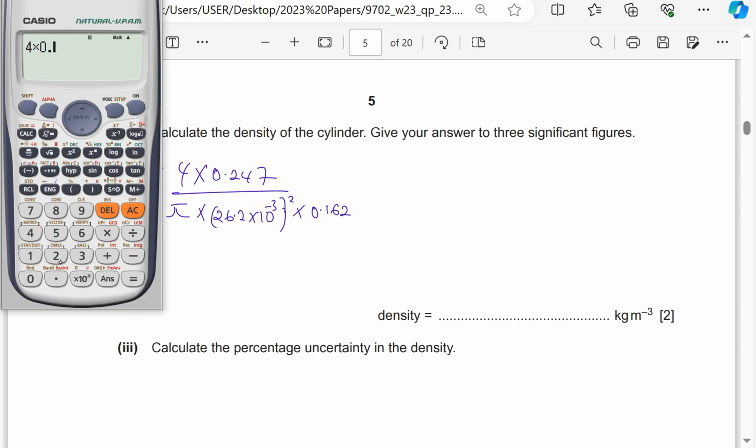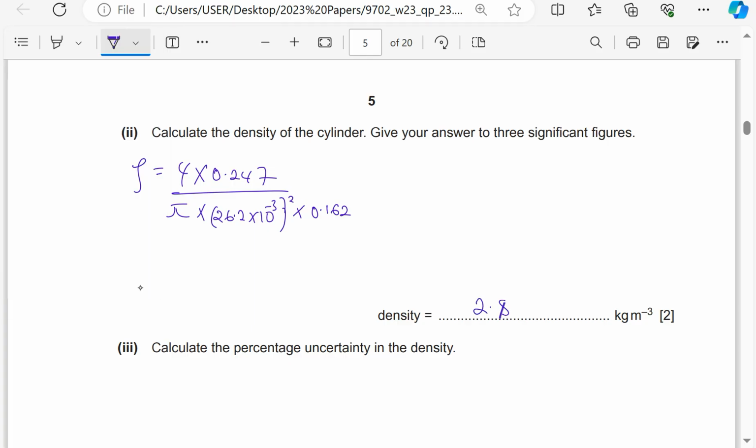So I'll just check my calculator. 4 times 0.247 divided by, I'll open two brackets, divide by 0.162 times pi. I'll open another bracket, 26.2 exponent minus 3. Close this bracket and close the outer bracket. So I'm getting 2828, or 2.83 times 10 to the power of 3. So that is 2.83 times 10 to the power of 3.